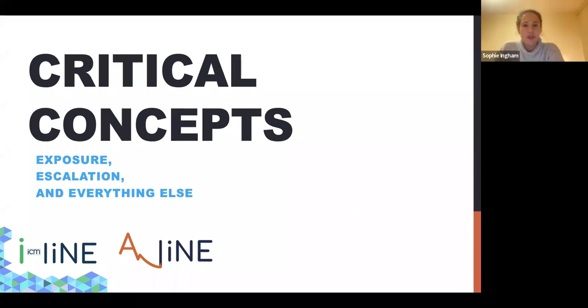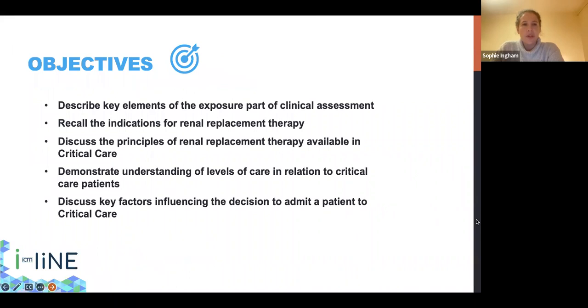So in order to break it down, the objectives are: we're going to talk about the key elements of exposure as part of the clinical assessment. We're going to talk about the indications for renal replacement therapy, and the principles of renal replacement therapy, particularly with regards to critical care. We're also going to talk about the levels of care in critical care, levels 1 to 3. You will have talked about this already in previous lectures, but we're going to discuss the key factors influencing decisions to admit a patient to critical care.